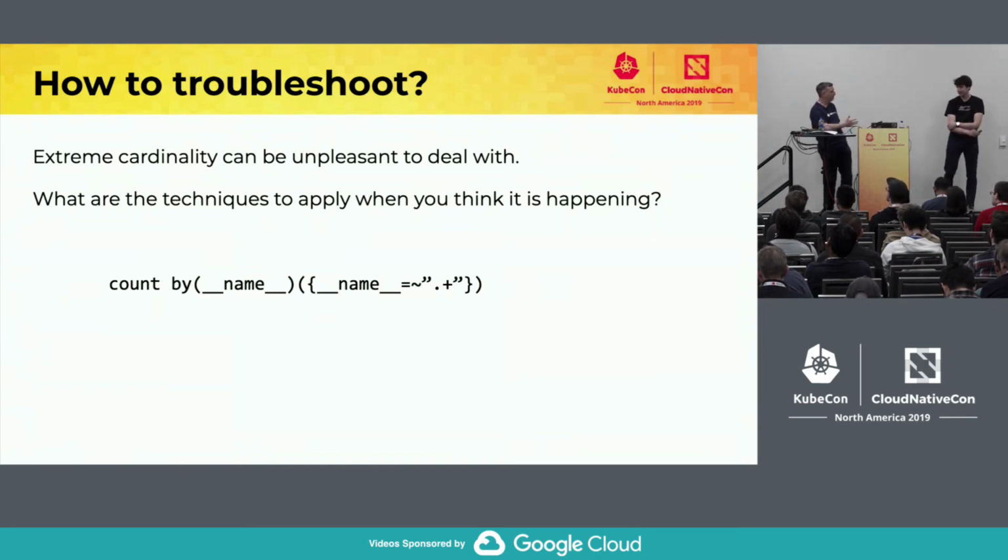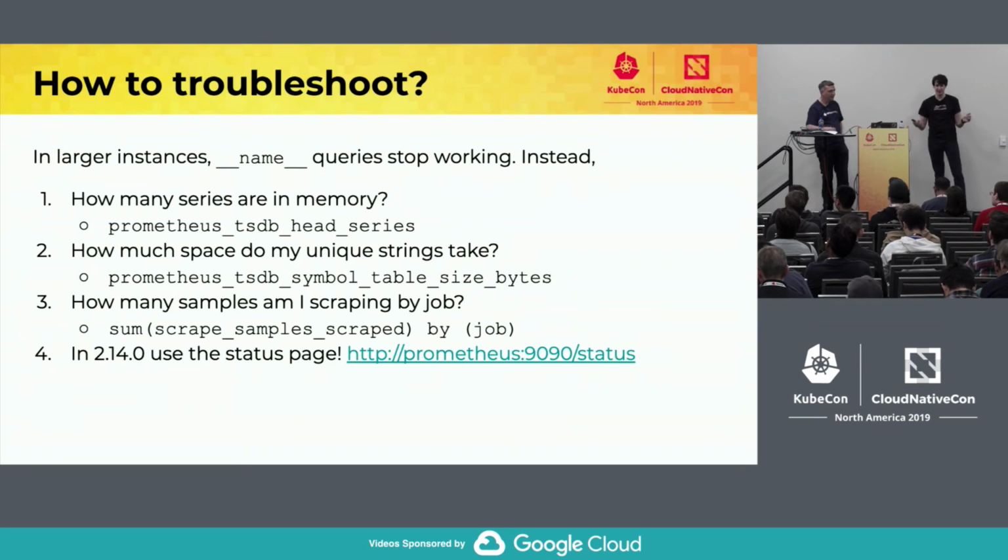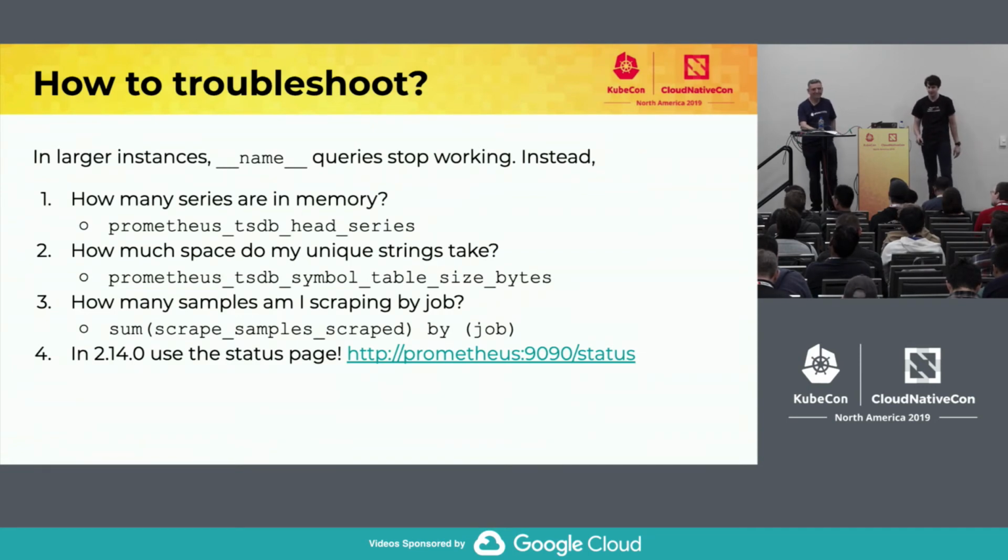But in big clusters, that stops working. If I try to do that query on our Prometheus instances, it just sits there and spins and spins. And if I'm lucky, it returns in 58 seconds when our timeout is 1 minute. And if I'm not lucky or on the not my smaller instances, it's never going to happen. So what do you do instead on these bigger instances?